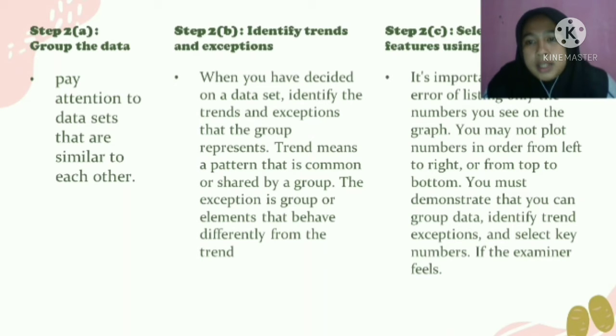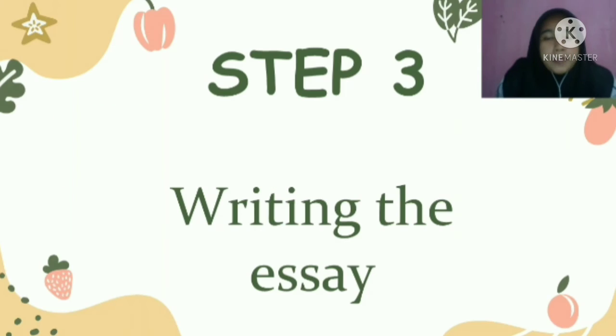It's important to avoid the error of listing only the numbers you see on the graph. You may not list numbers in order from left to right or from top to bottom. You must demonstrate that you can group data, identify trends and exceptions, and select key numbers, otherwise the examiner will fail you.